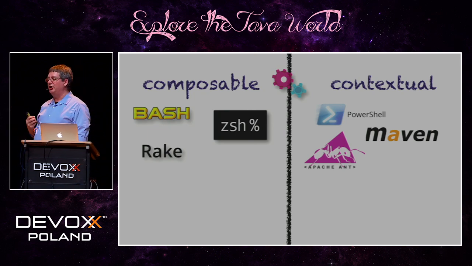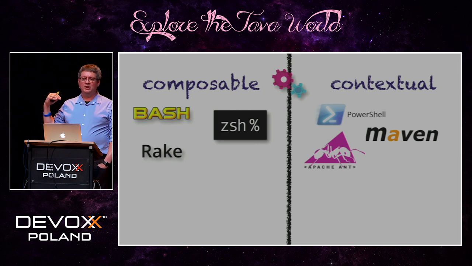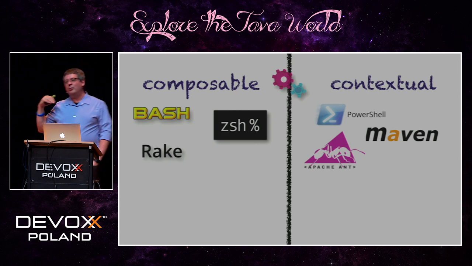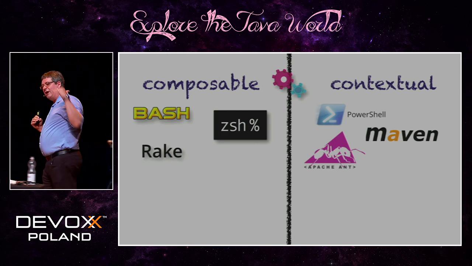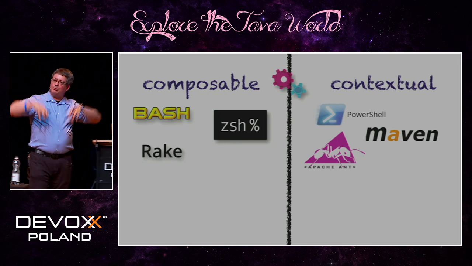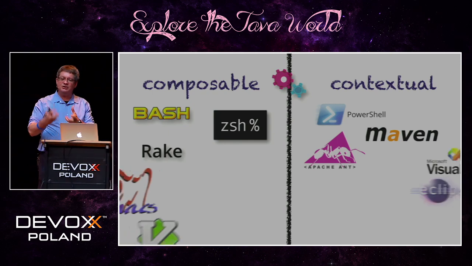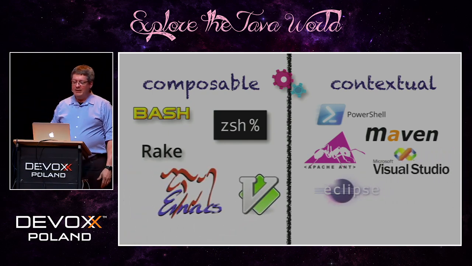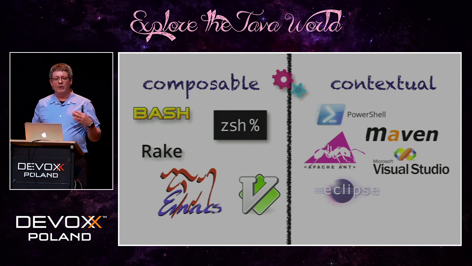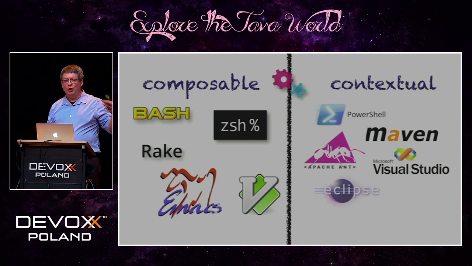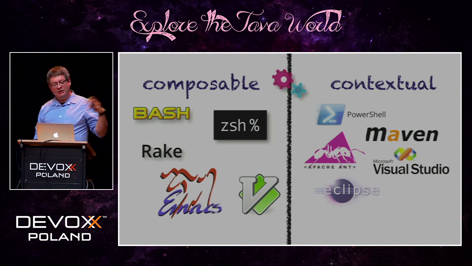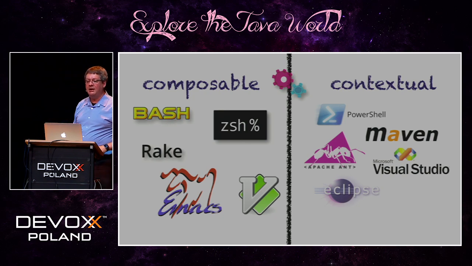Ant and Maven are good examples of contextual tools, because to make changes to Ant or Maven, you have to subclass from their API and bring in all that context before you can actually make changes to them. Emacs and VI are famously very composable because they're written in their own language. In the Emacs case, it's written in a very low-level language like VI.